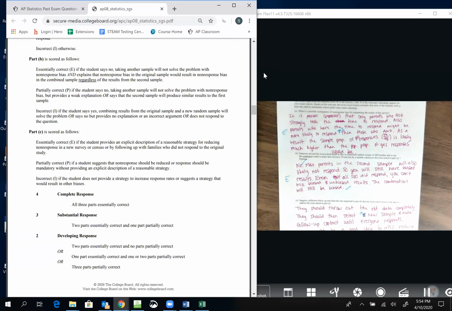Partially correct if they suggest non-response could be reduced or response could be mandatory without providing explicit description of a reasonable strategy. So if you just said make the results mandatory, how do you make it mandatory? How are you guaranteeing that they do it? I make all of your homework mandatory, but you don't all do all of your homework. So just mandatory is not good enough. The follow-up contact, when I annoy you and bother you until you get it turned in, that's follow-up.